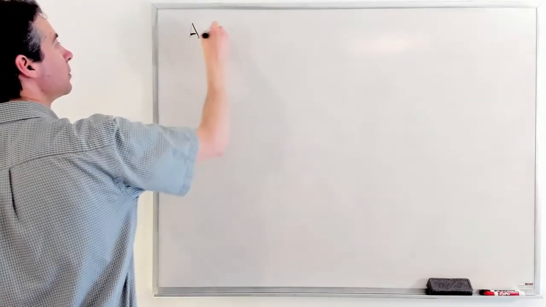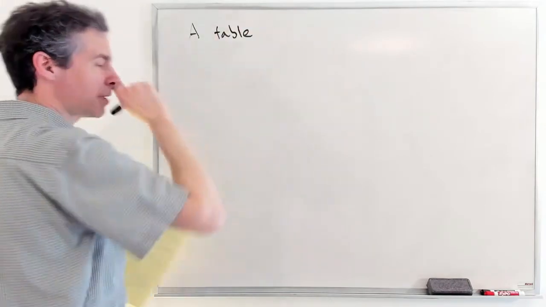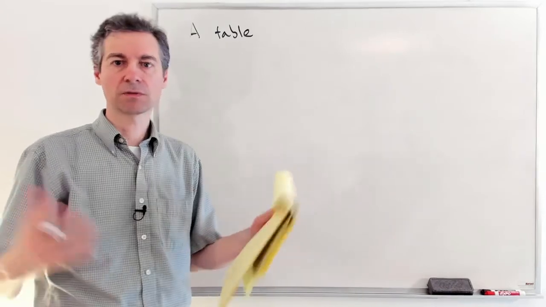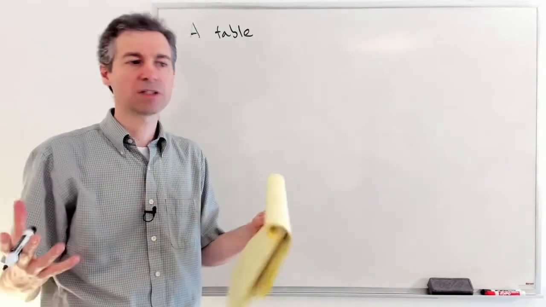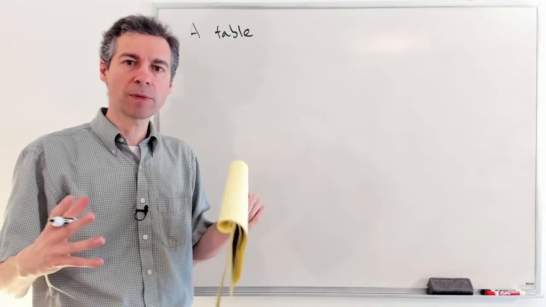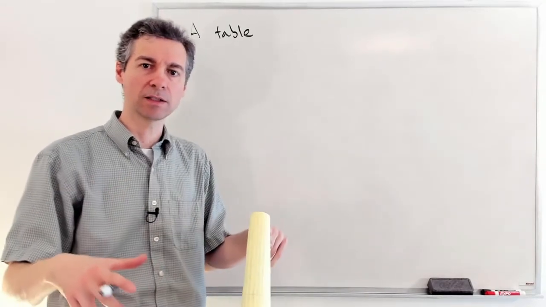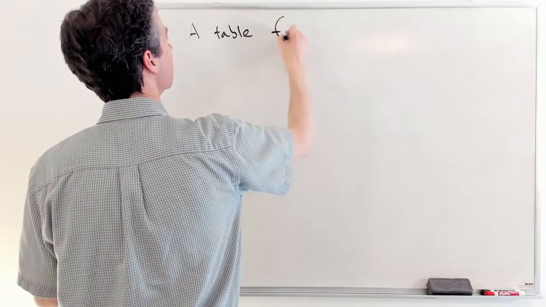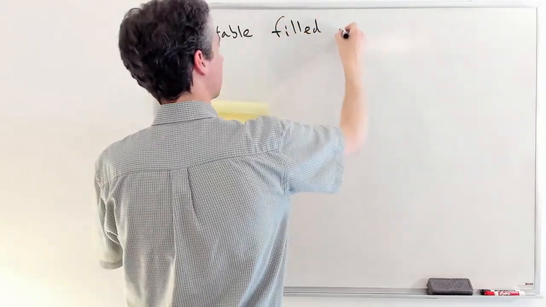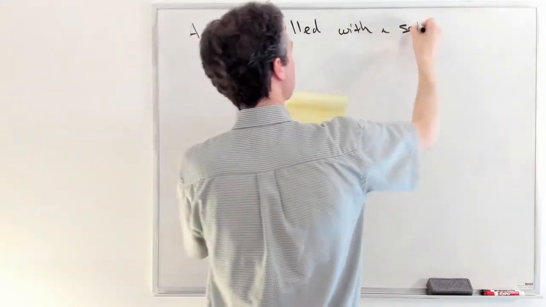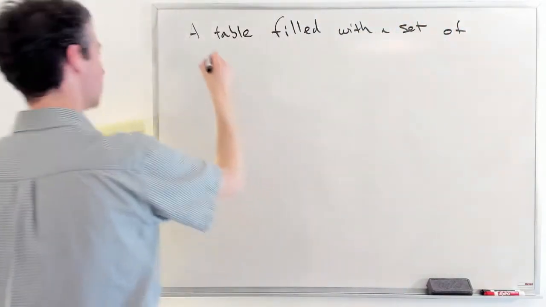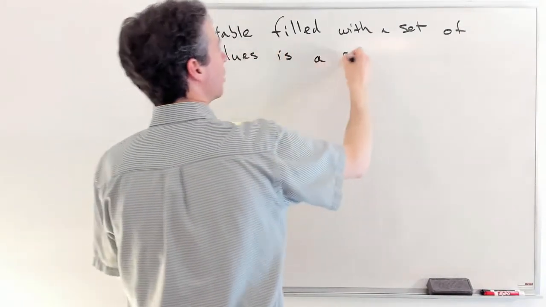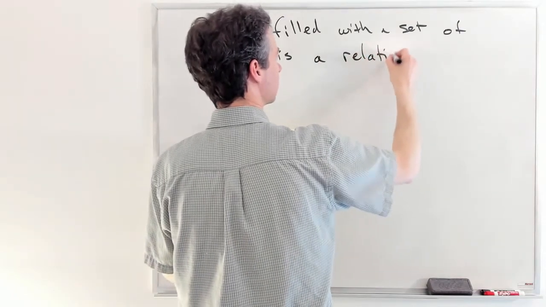Now, when we talk about a table in its abstract sense, it's just a relation. Okay, it's a relation, but when we talk about it as having a specific set of data in it, we call it an instance. So a table filled with a set of values is a relation instance.